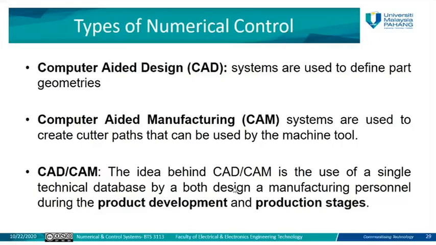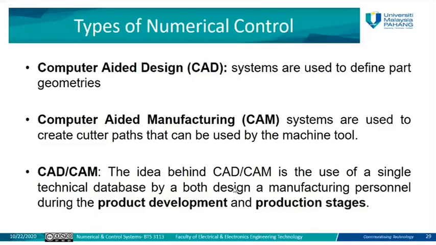After that, the next step, after you have this design or drawing, is to convert this design or drawing into a product by using computer aided manufacturing, or CAM. CAM is a system used to create cutter paths that can be used by the machine tool. In the CAM system, it converts your design into a real product by sending the code to the CNC machines, and the CNC machine performs the required task, either cutting or drilling.